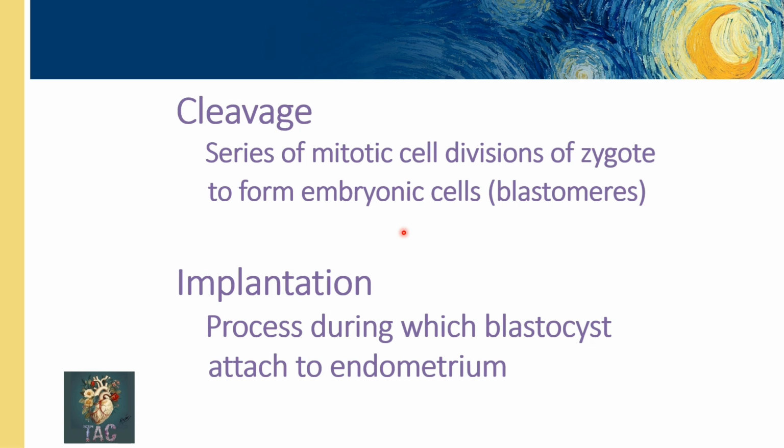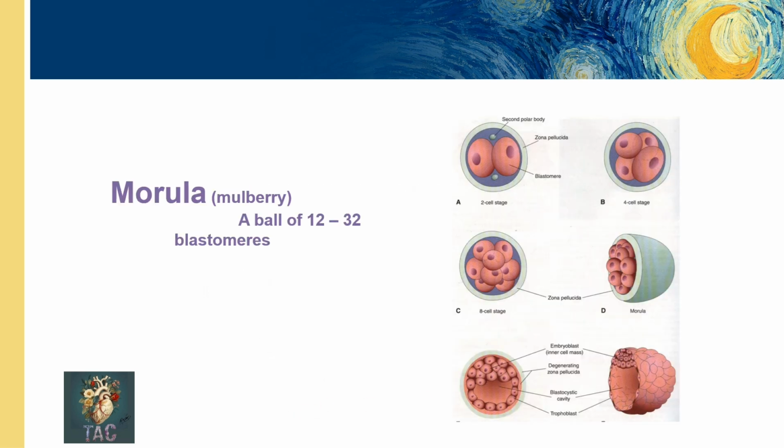Next, implantation, the process during which the blastocyst attaches itself to the endometrium. So this is the morula stage. These are the different stages. First 2 cell stage, then 8 cell stage, and at this stage the zona pellucida is present. Here the 12 to 32 cell stage is called the morula, which resembles a mulberry, and over here you can see the zona pellucida.